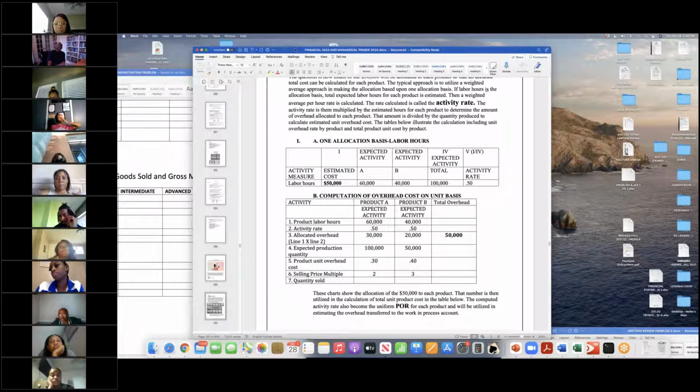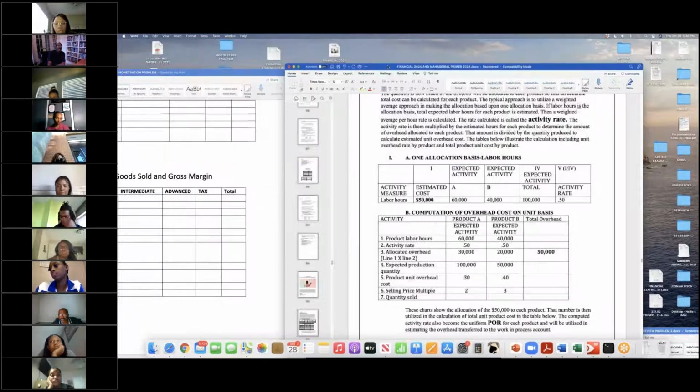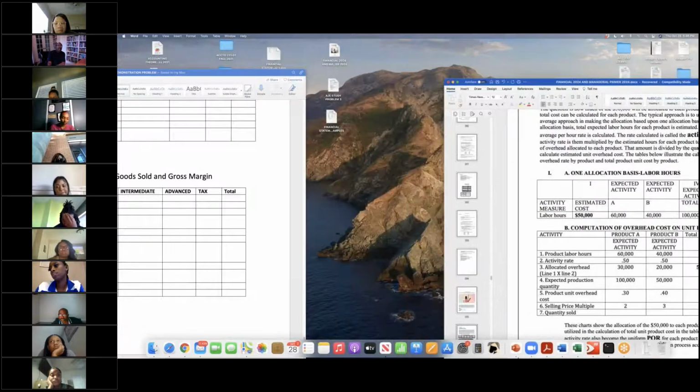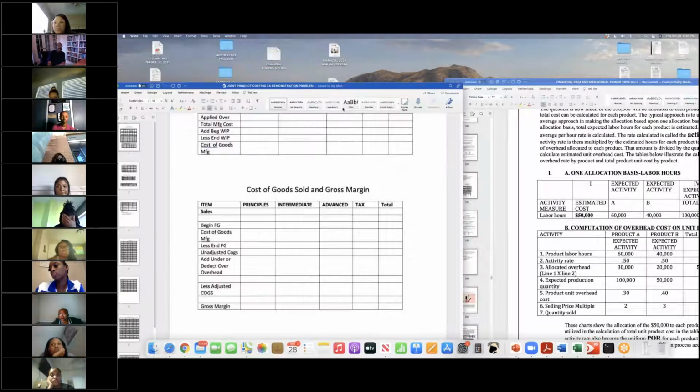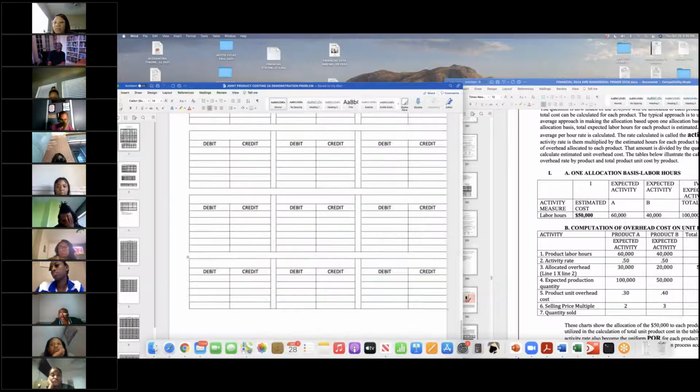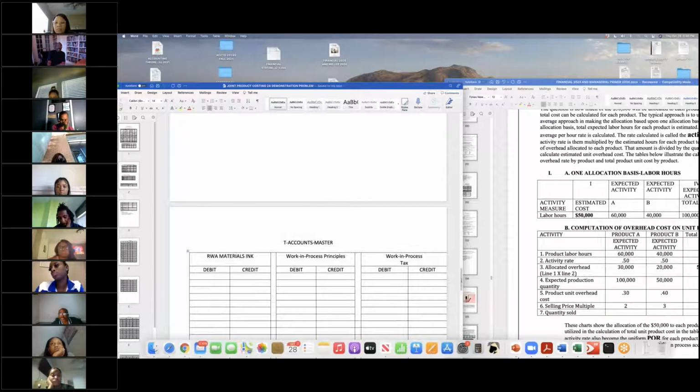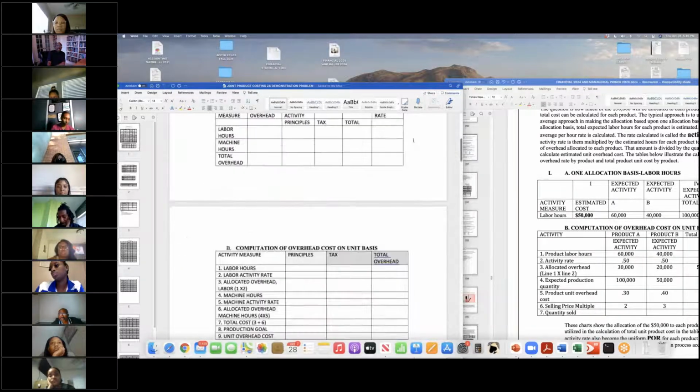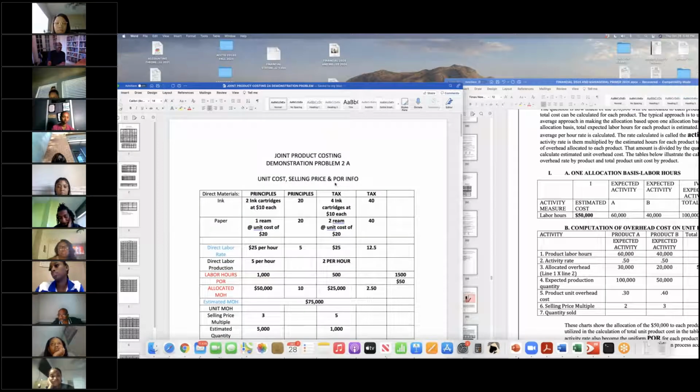So we're going to do this step by step. So let's go to our problem. And let me go through everything that's in here first, then we'll come back to it. We're using that basic demonstration problem from yesterday where we're making a principles and a tax book.